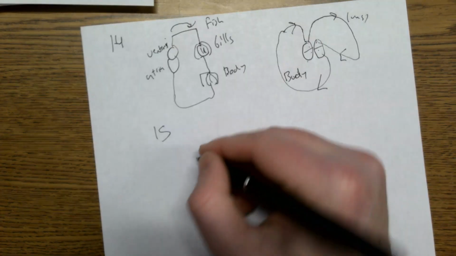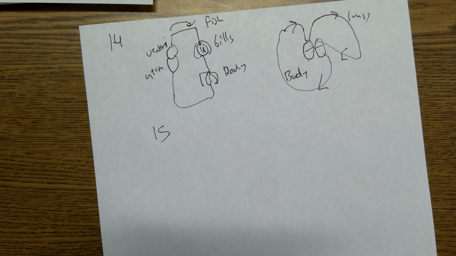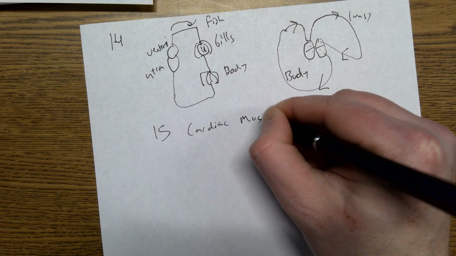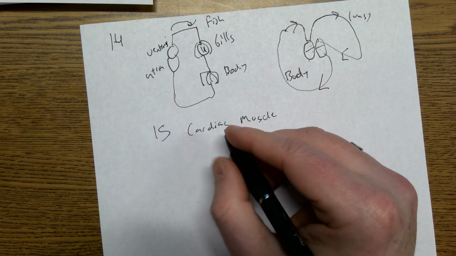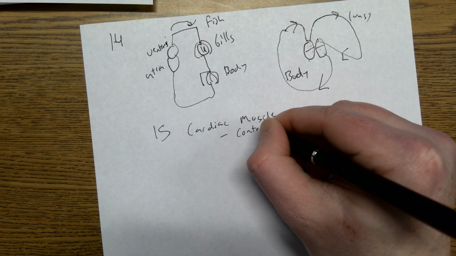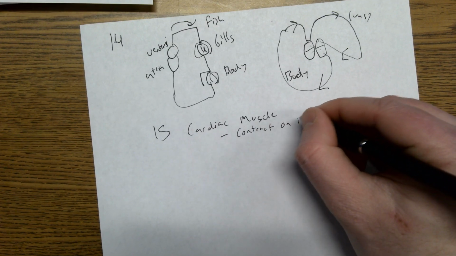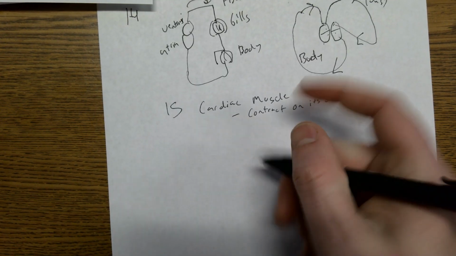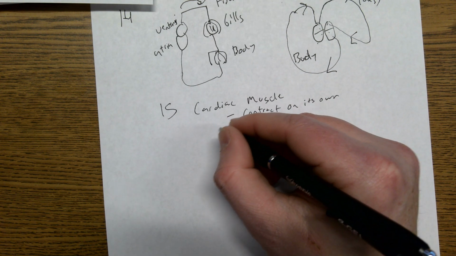Standard 15, adaptations of the heart. So you're supposed to know all of the parts of the heart, basically. So cardiac muscle, it's special muscle. There's 3 types of muscle: skeletal, smooth, and cardiac muscle. And cardiac muscle can contract effectively on its own. It is special muscle that contracts on its own. And how does it contract on its own?